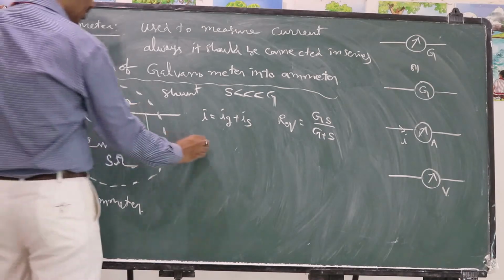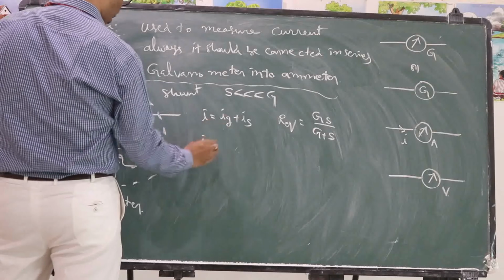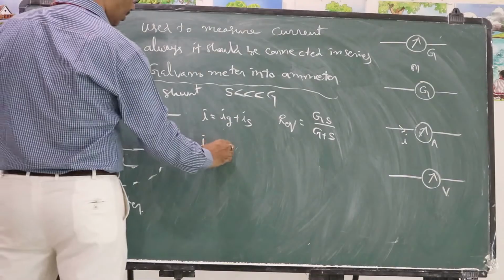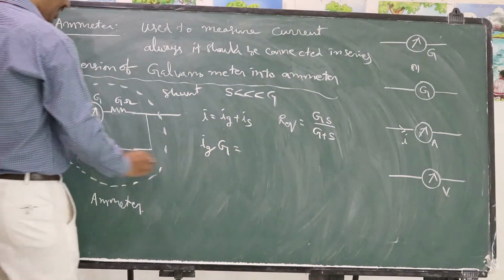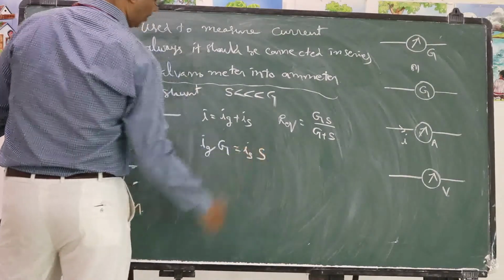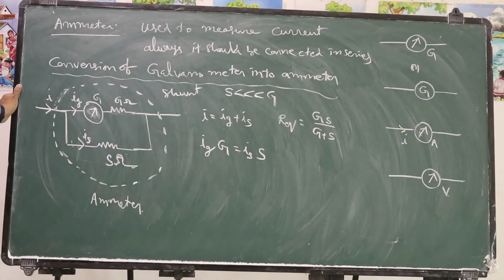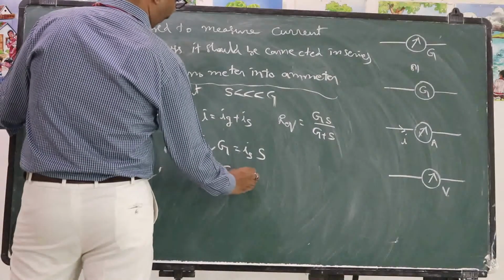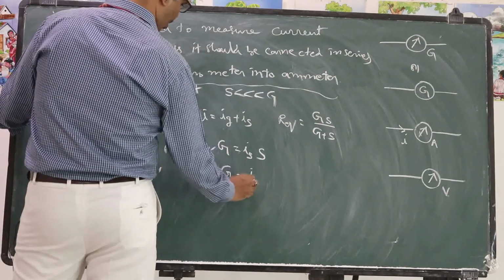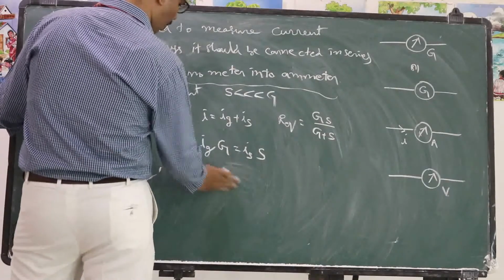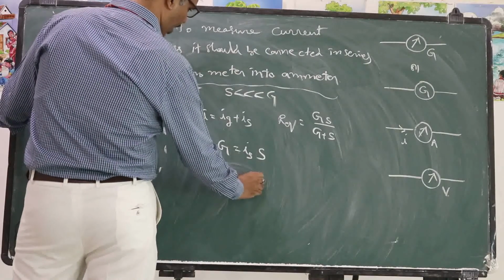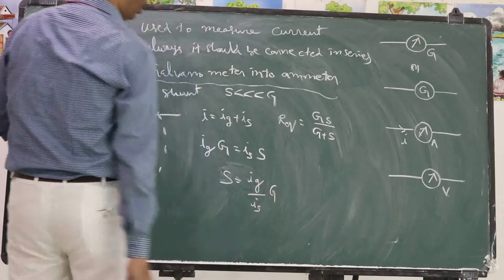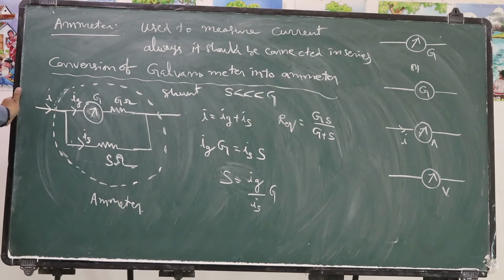What is the potential difference? Ig G. You know that V is equal to IR. Current into resistance G must be equal to Is S. Ig G is equal to Is S. Then S is given by, or you can write S is equal to, the shunt required is equal to Ig by Is into G. The shunt required is Ig by Is into G.